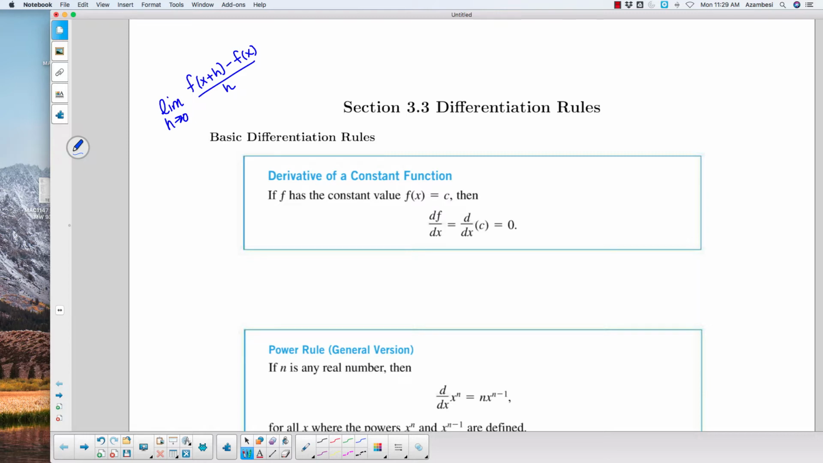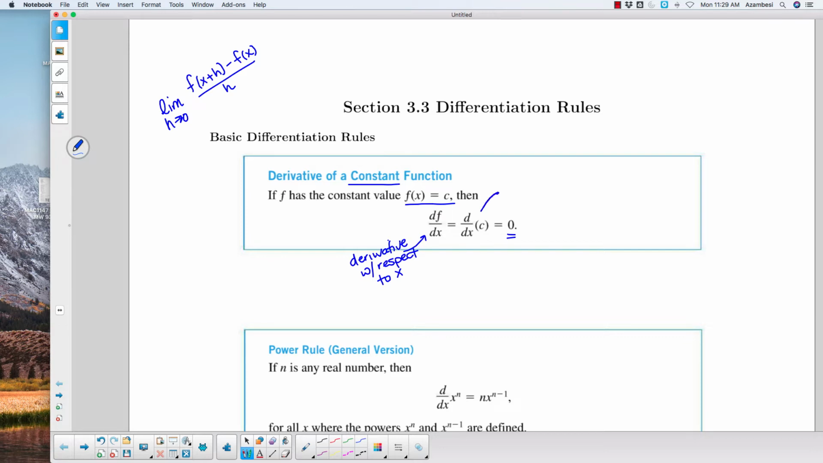The first one is the derivative of a constant. If you have a constant function like f of x is equal to c, then the derivative of the function with respect to x is equal to 0. So if you're taking the derivative of a constant function, you always get 0. Now this notation, df dx, means the derivative of the function with respect to x.